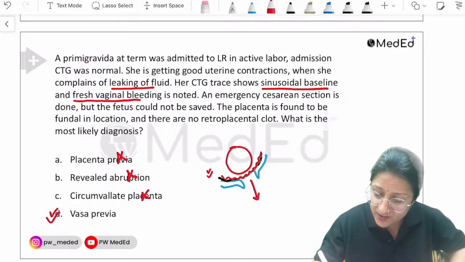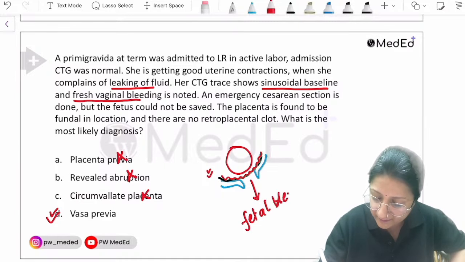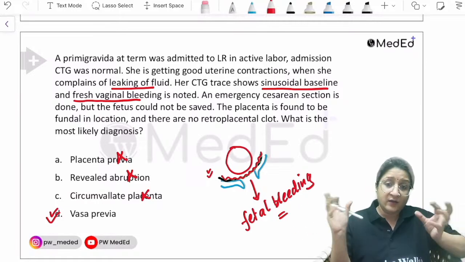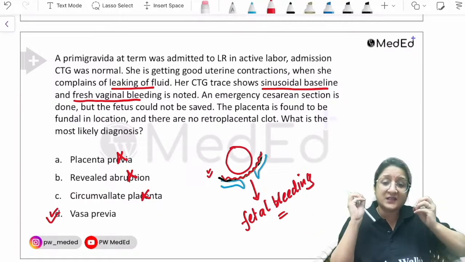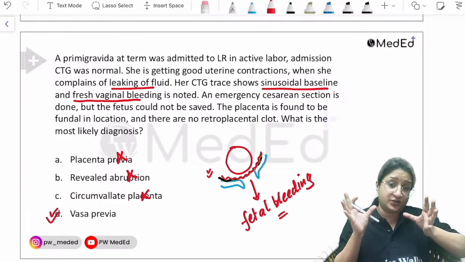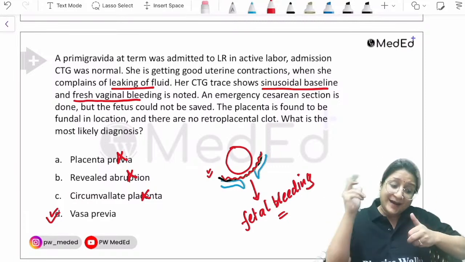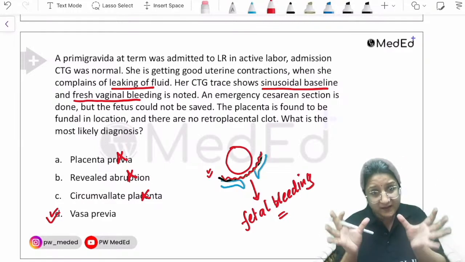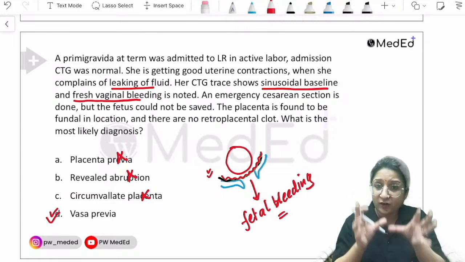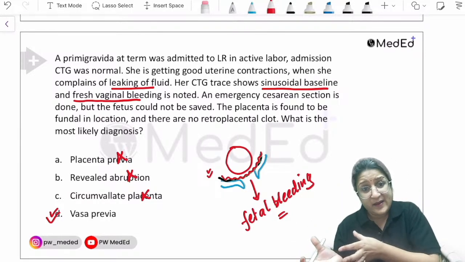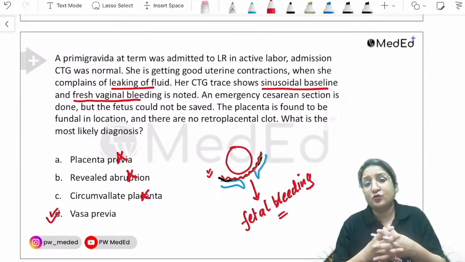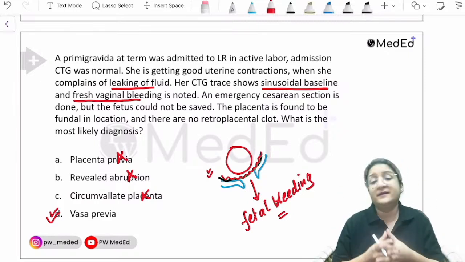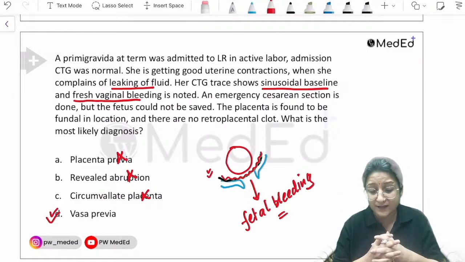Now, when bleeding happens, this is fetal bleeding here. And that is why the fetus could get exsanguinated within a matter of minutes. It leads to sudden severe fetal distress. So that is why in this question, the answer is vasa previa. Does it fit? The entire profile fits: she complained of leaking and then sinusoidal baseline occurred and fresh vaginal bleeding is noted. It's not a previa, it's not abruption, most likely it is vasa previa. So that's your answer here.